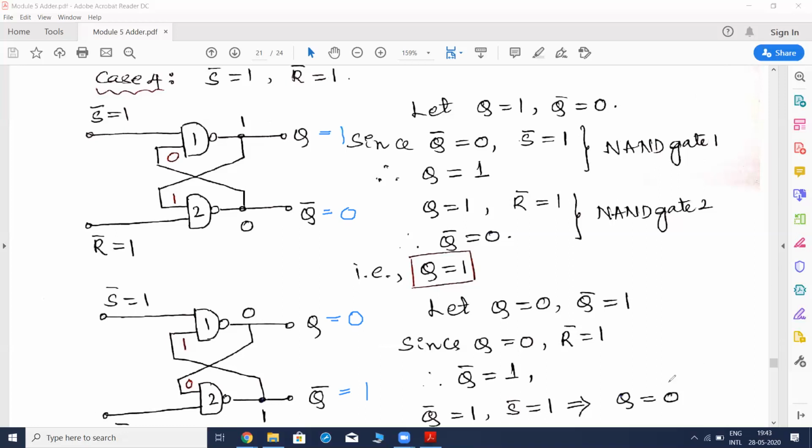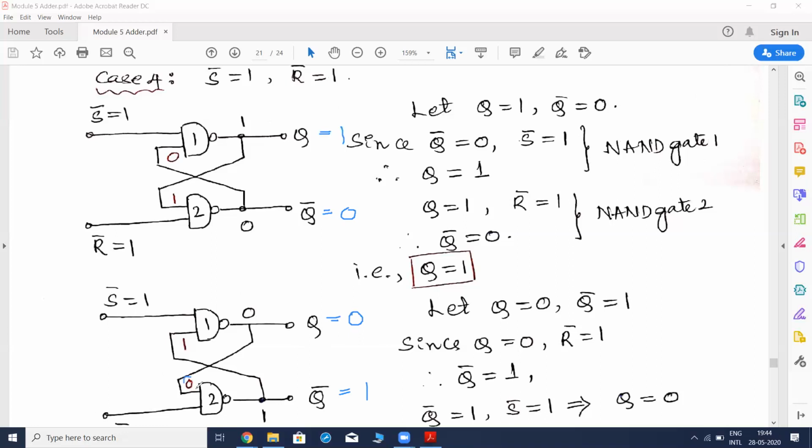We have to start the analysis. How should we start the analysis? We have to start from 0, because here S bar is 1 and R bar is also 1. Since S bar and R bar both are 1, we have to start the analysis from 0. So for that, we have assumed Q as 0.